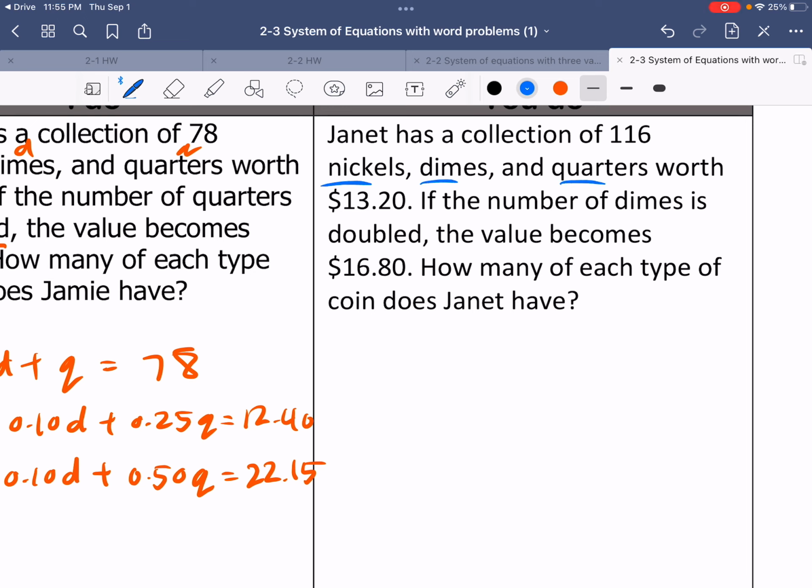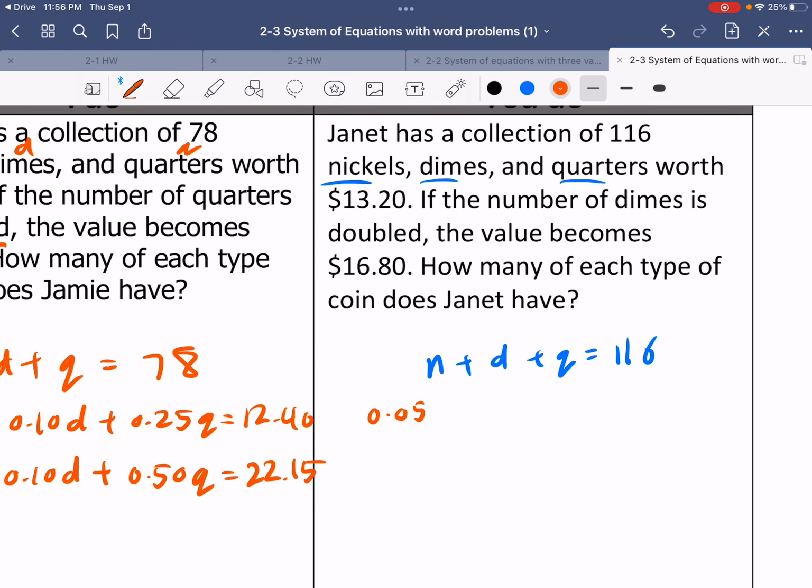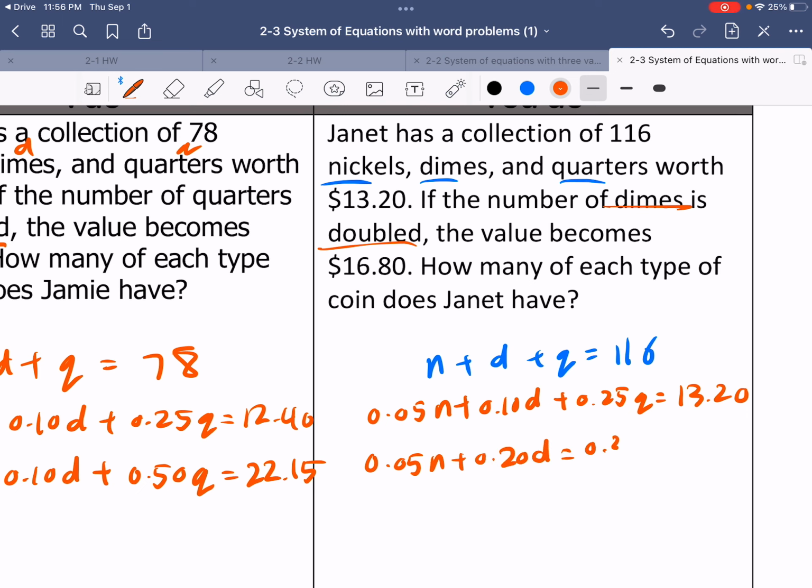Okay, nickel, dime, quarter. This is very easy. Now pause the video if you haven't, and you gotta do it by yourself, and then write this one down. Because first two should be automatic. Number comes first, and then value of money comes later, okay, with the money. That's the third one. If the number of dimes is double, so you're gonna double the dime. So 10 cents will become 20 cents. The money becomes 16.80. Okay, that's it.